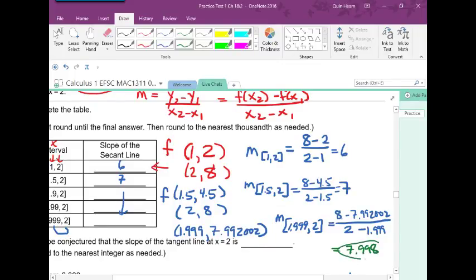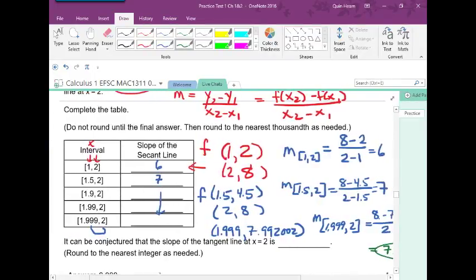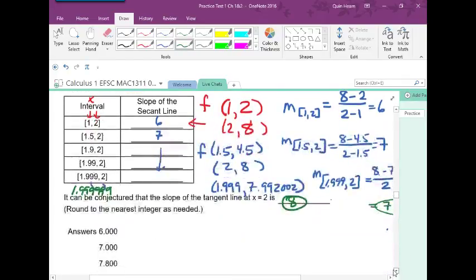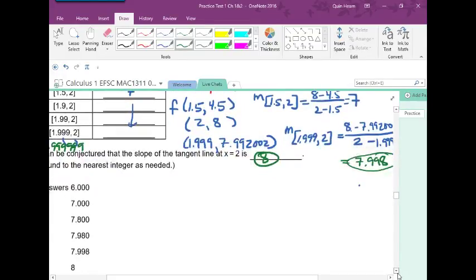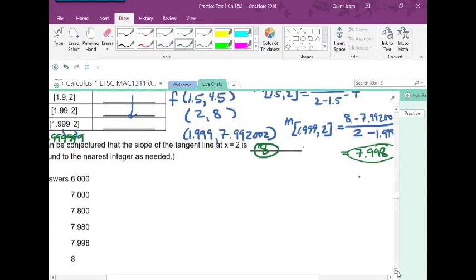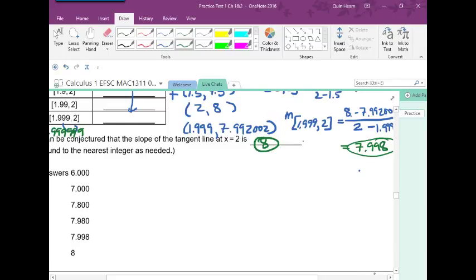Okay, so this is very close to 8, and I bet you if I continued with this chart down to 1.999999, it would get even closer to 8. So the slope of the tangent line, which goes through only the point 2, oh, maybe not. Maybe I did something wrong. Let's see. Oh no, that's right. It is going to get very, very close to 8.